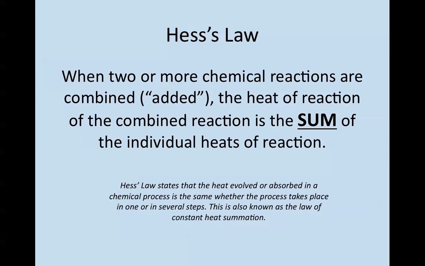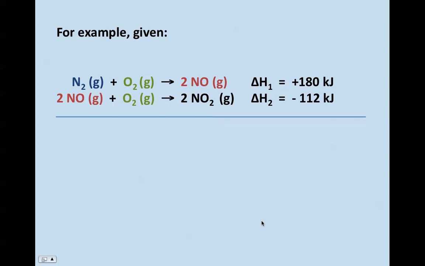The heat of reaction of the combined reaction is simply the sum of the individual heats of reaction. This is sometimes known as the law of constant heat summation. All right, so this is just an example here where we have two equations and we know each of their heats of reactions, and we're simply going to be able to figure out the sum of them in order to get our desired equation's heat of reaction.